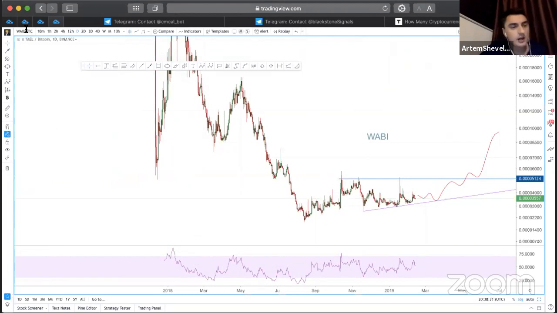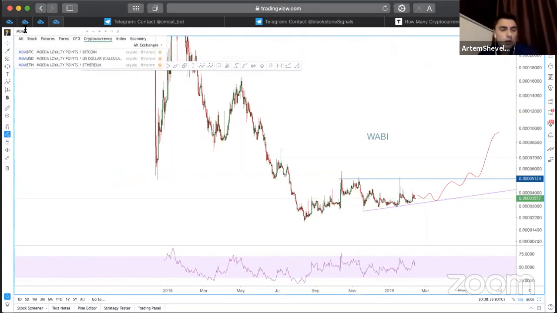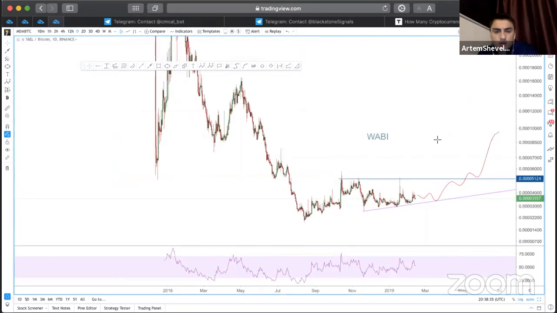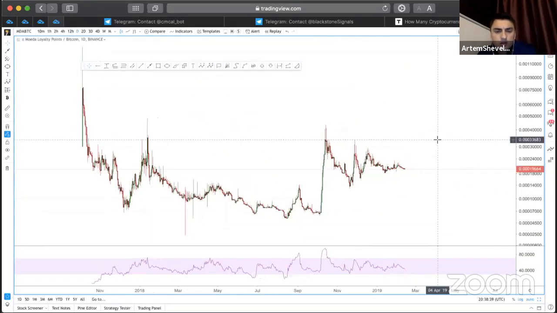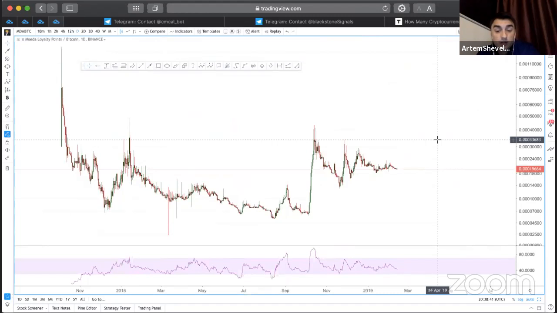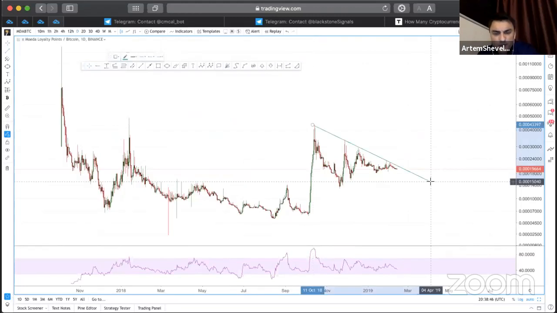Let's start from MDA. I'm going to tell you it's bearish. Well, it's not looking good. I don't like it, and it's really expensive to buy it.